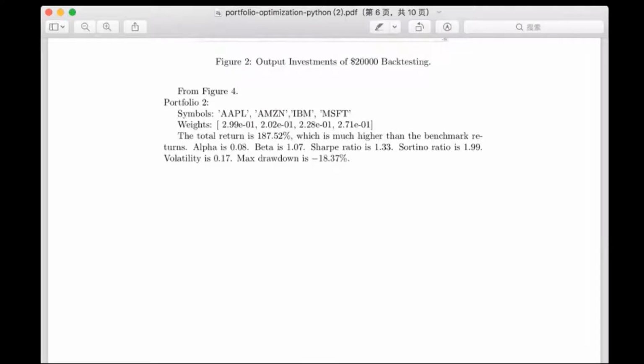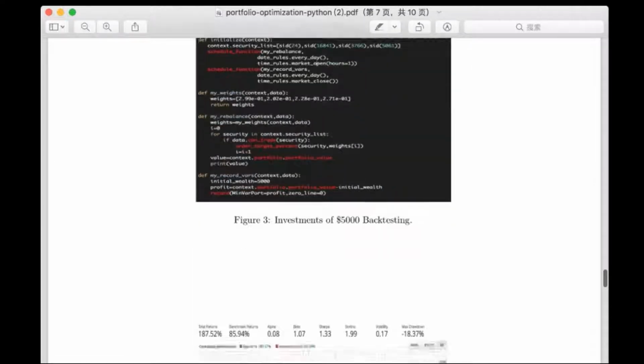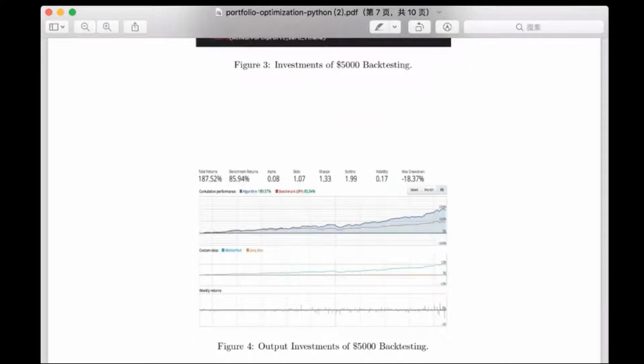From figure 4, we do the investment of $5,000. The total return is 187.52%, which is much better than the benchmark returns. The alpha here is 0.08, beta is 1.07, Sharpe ratio is 1.33, Sortino ratio is 1.99, volatility is 0.17, max drawdown is minus 18.37%.